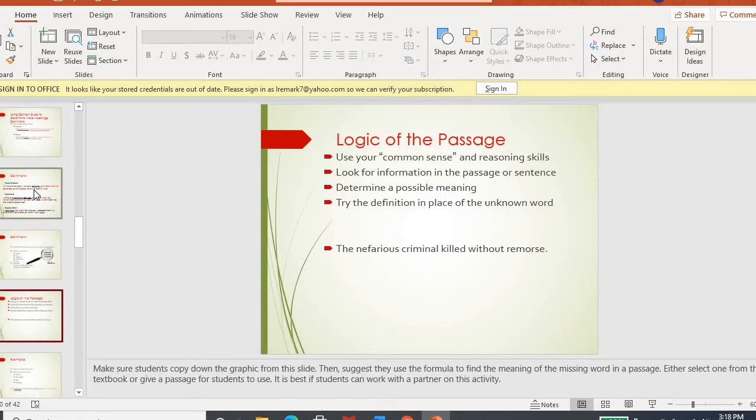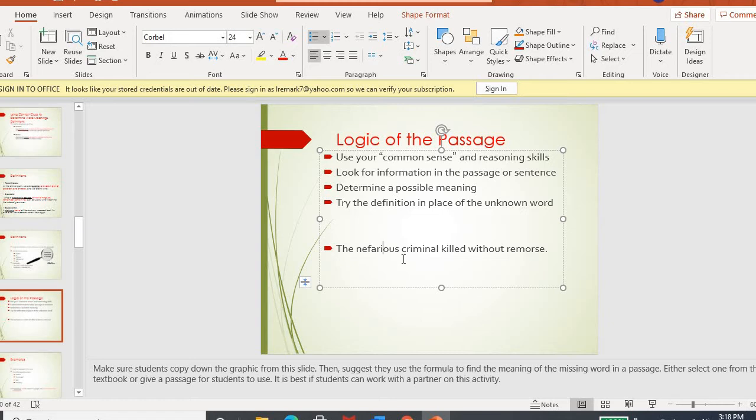Sometimes common sense will kick in. An author will just use common sense in their sentence. The definition will just kind of flow based on the way it's written. So for instance, the nefarious criminal killed without remorse. If I was like, nefarious, I've never heard of that word before, but common sense tells me, okay, well, this is a criminal, so they already are up to no good, and they killed, and they don't feel bad about it. So nefarious is probably someone who's not a nice person, maybe evil or very unkind. So common sense helped me figure out the meaning of that word.